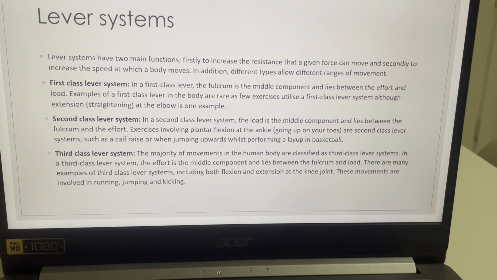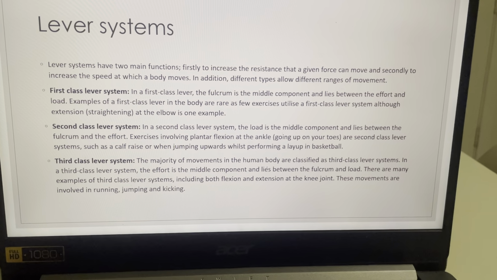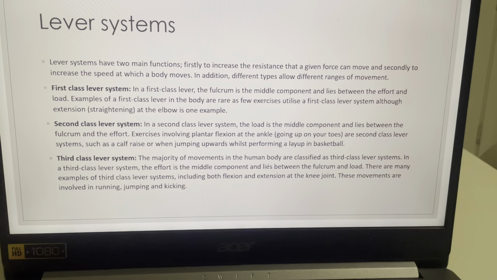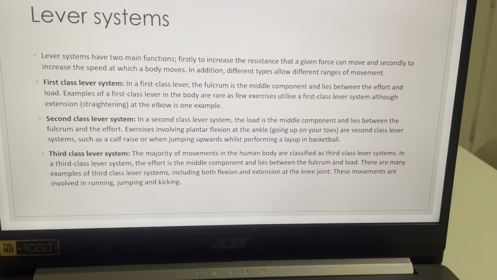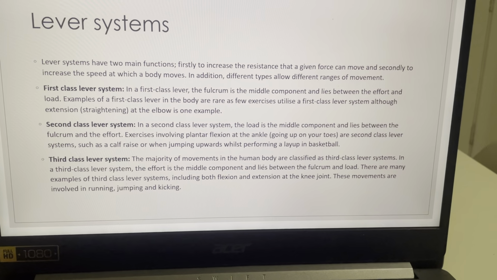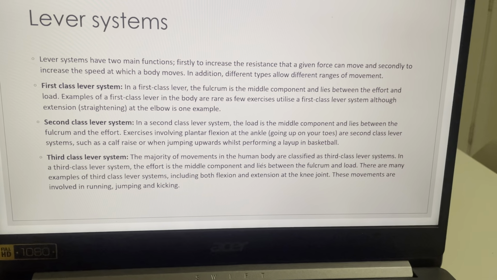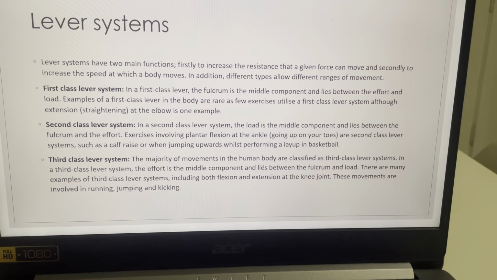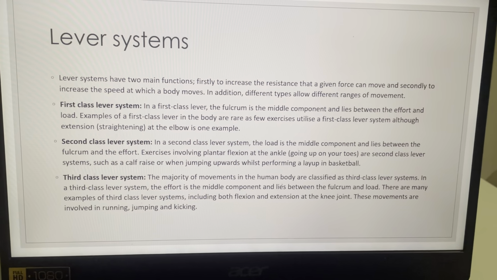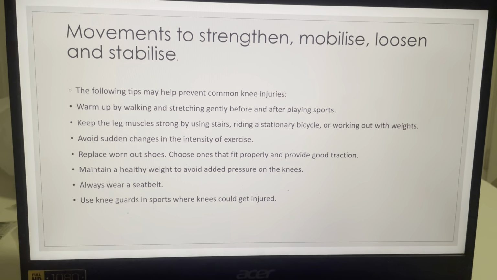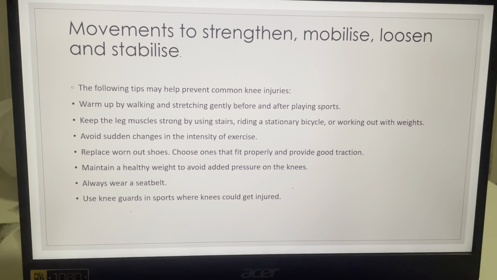Third-class lever system. The majority of movements in the human body are classified as third-class lever systems. In a third-class lever system, the effort is the middle component and lies between the fulcrum and load. There are many examples of third-class lever systems, including both flexion and extension of the knee joint. These movements are involved in running, jumping, and kicking. Movements to strengthen, mobilize, loosen, and stabilize.